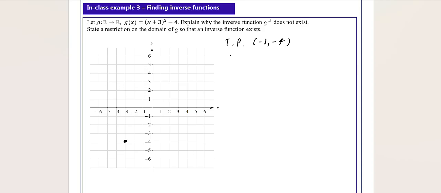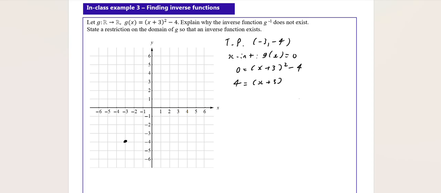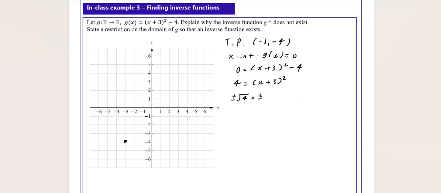To find my x-intercepts, I'm just going to say that x-intercepts are going to be when y equals 0, or to use the new function notation, when g(x) equals 0. So 0 equals (x + 3)² - 4. To solve this equation, we can just add 4 to both sides. So 4 equals (x + 3)². We can take the square root of both sides. So plus or minus the square root of 4, which is plus or minus 2, is going to be equal to x + 3.